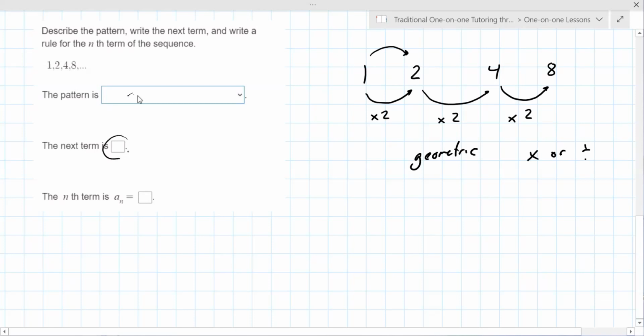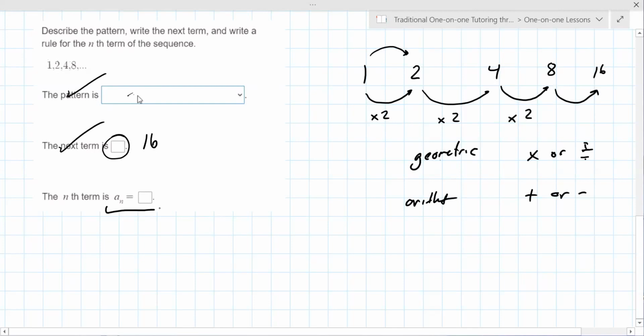Can you tell me the next term? 1, 2, 4. But it's not going up by 2. It's multiplying by 2. Oh, 16. 16. Good. So your next term is 16. So you should always be able to get these two, because you should be able to look and say, okay, it's geometric if I'm multiplying or dividing. It's arithmetic if I'm adding or subtracting.